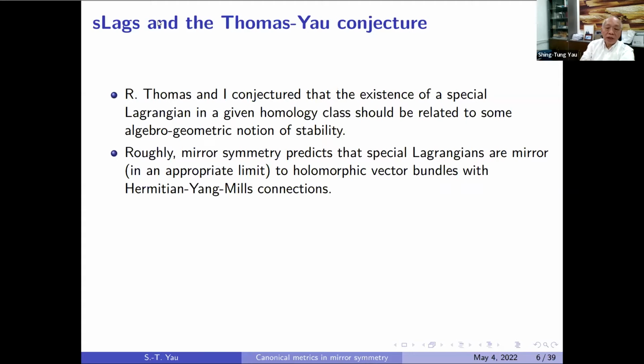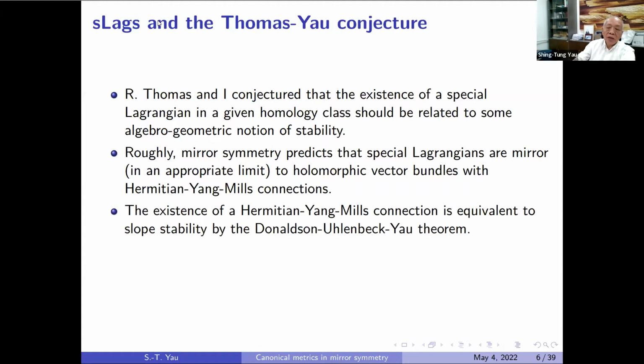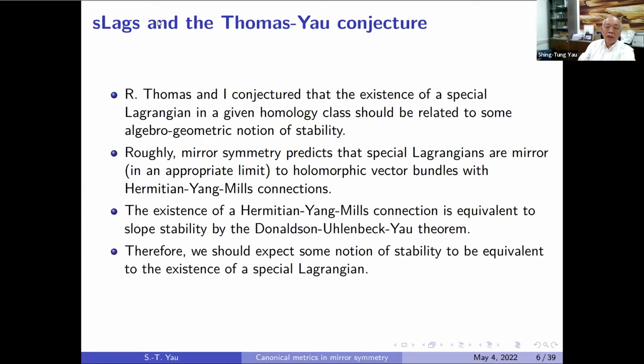Now, roughly speaking, mirror symmetry predicts that special Lagrangians are mirror to holomorphic vector bundles with Hermitian-Yang-Mills connection in a large volume limit. The existence of Hermitian-Yang-Mills connection was proved to be equivalent to slope stability of the bundle, according to the work of Donaldson in 2 dimensions, and Karen Uhlenbeck and myself in high dimension. This was not an easy theorem, but anyway, we know they're equivalent to some algebraic conditions. So existence for a nonlinear elliptic system is equivalent to an algebraic geometric condition of stability. This is very good, and we hope that the same thing would be true for special Lagrangian cycles.